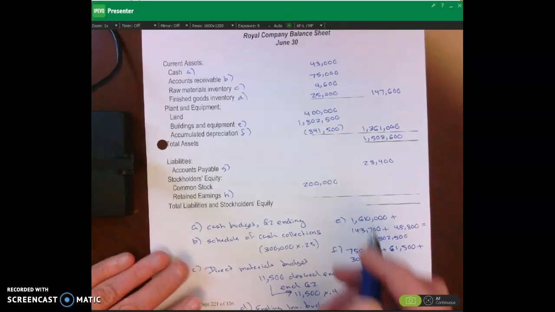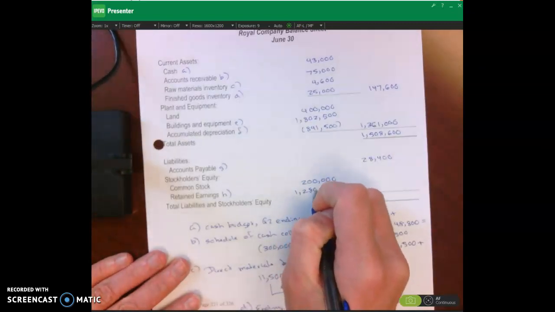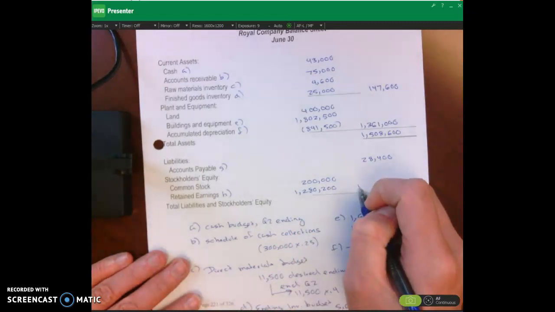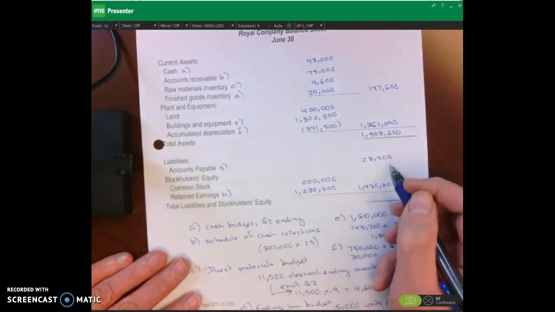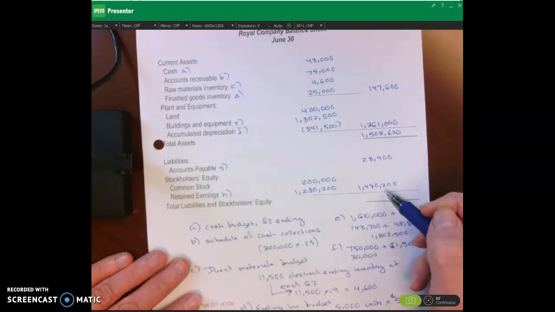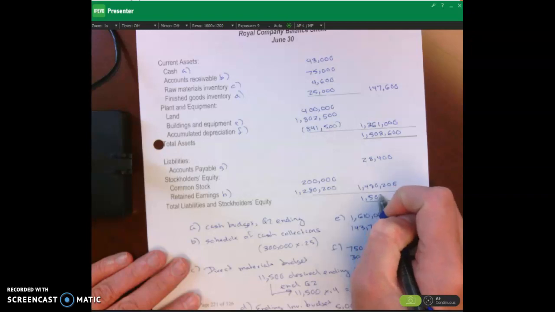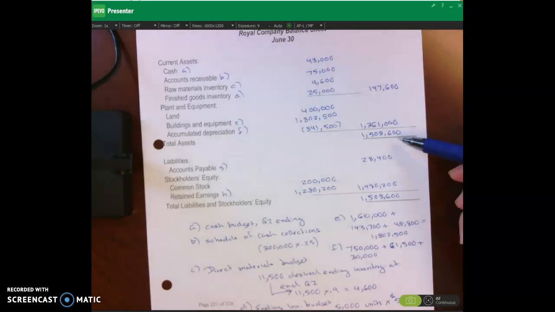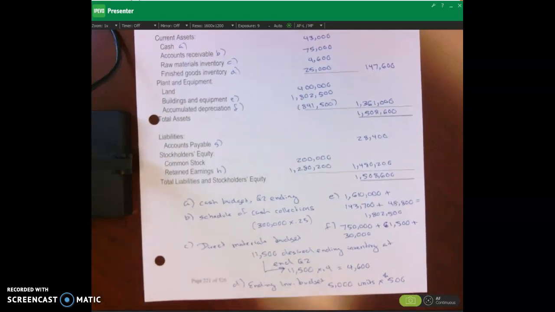We calculate that: $1,280,200. And then we can add these two: $1,480,200. And then we can add the $28,400 plus the $1,480,200. And then we balance: our liabilities and equity equals our total assets. And then our balance sheet is balanced. And everyone's happy and the world is good because it's balanced.